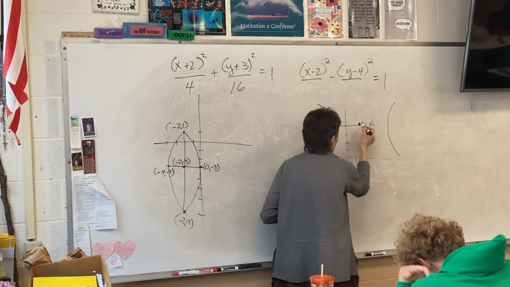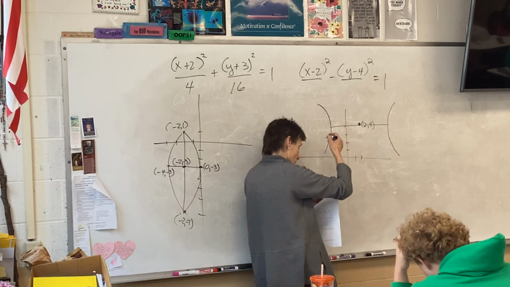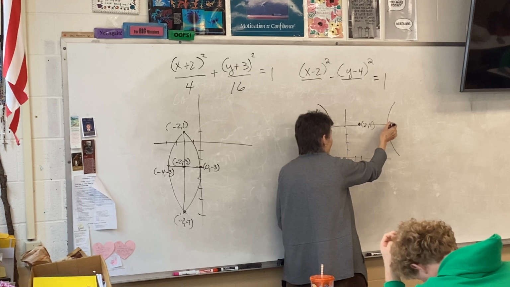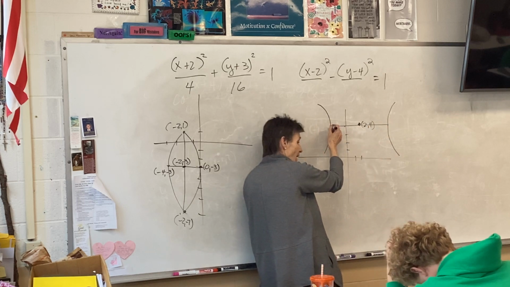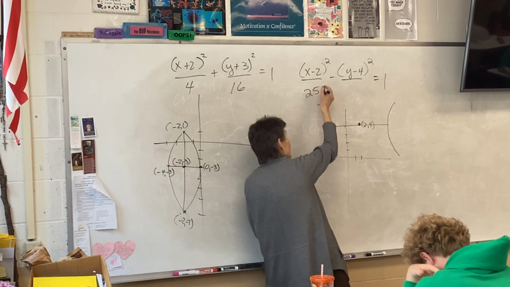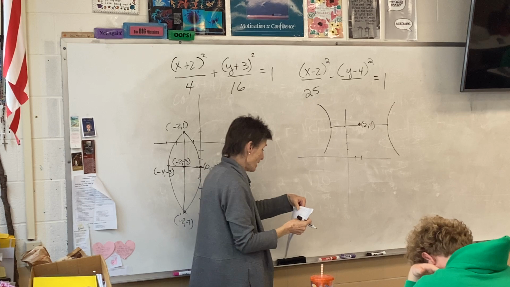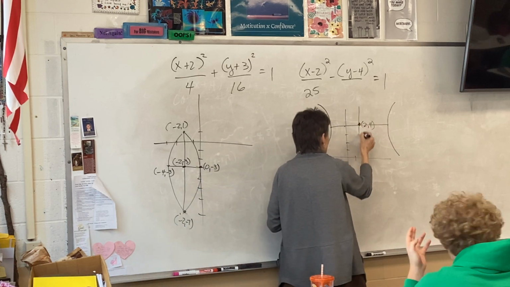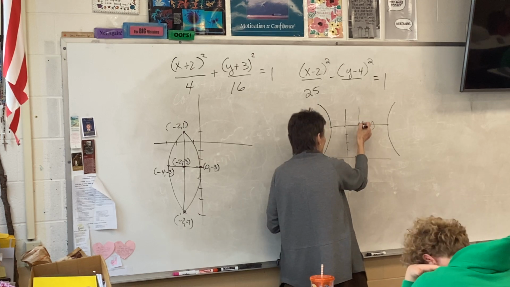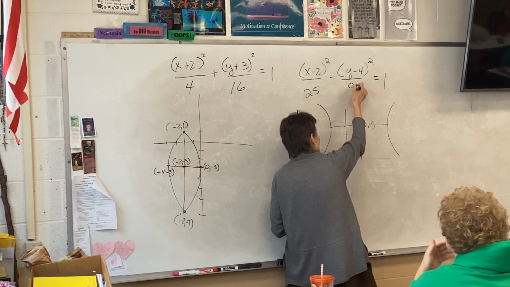This is the transverse axis, and it is 10, which means we're going back and forth 5, which means under x is a 25. And the conjugate axis, that's this one, is 6. So I went up and down 3. So this is 9.